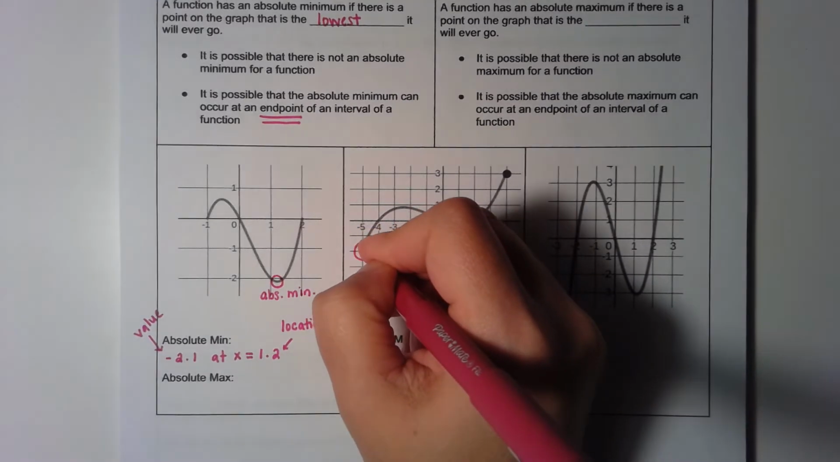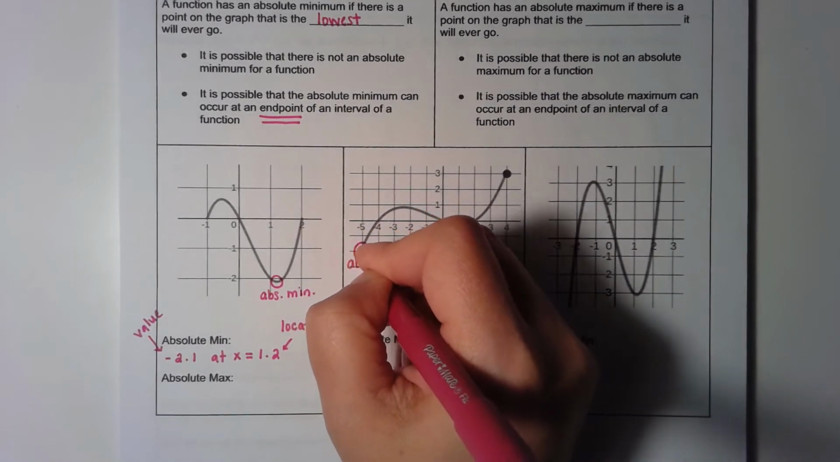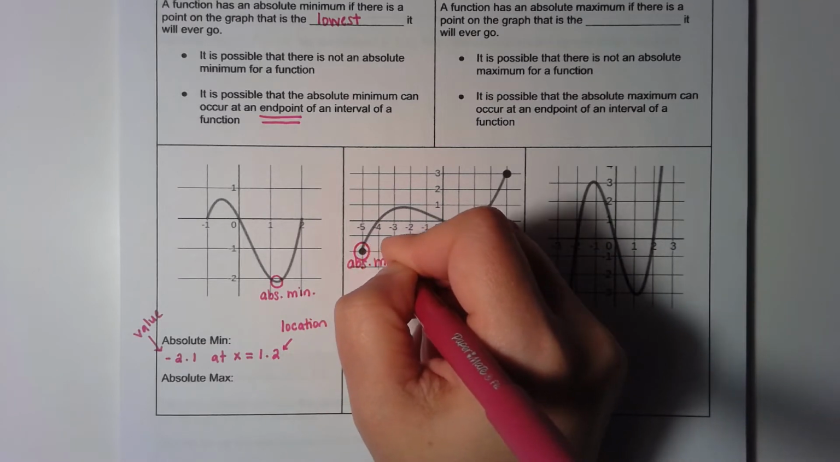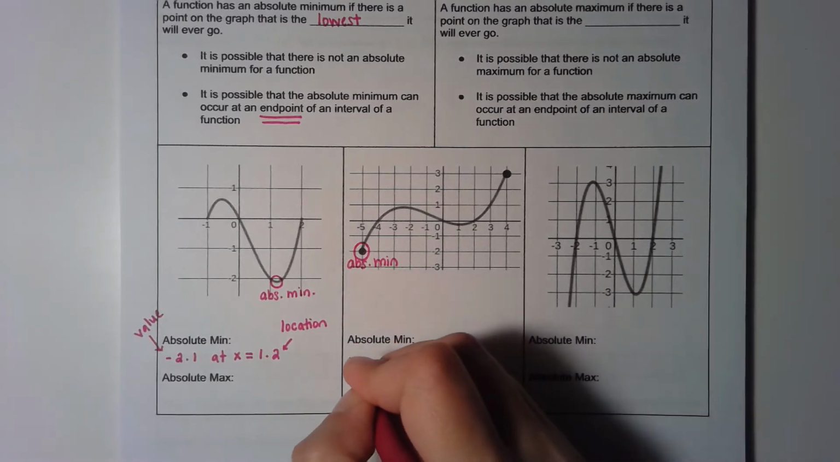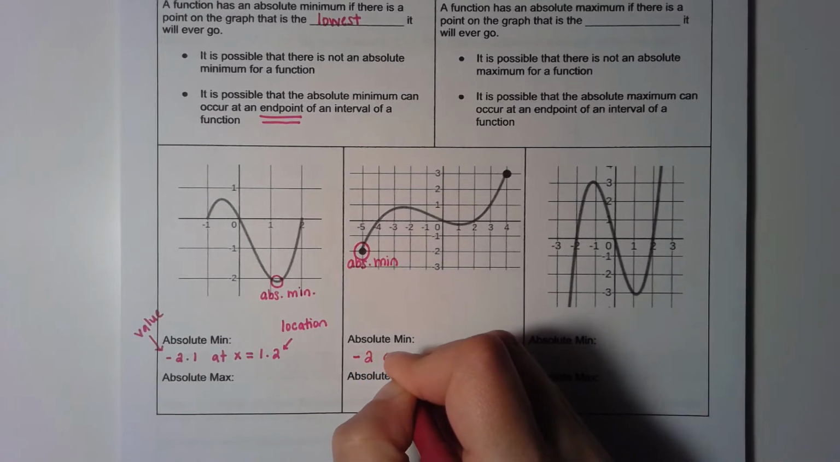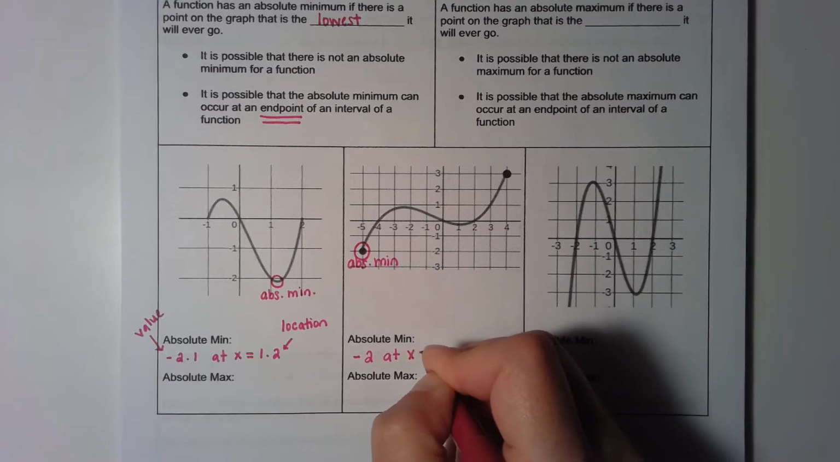The absolute minimum on this graph would be right here, because by putting an end point there, by stopping the graph, we created a point that is the lowest the graph will ever go. So we would say that the absolute minimum value is negative 2 at the place where x is equal to negative 5.